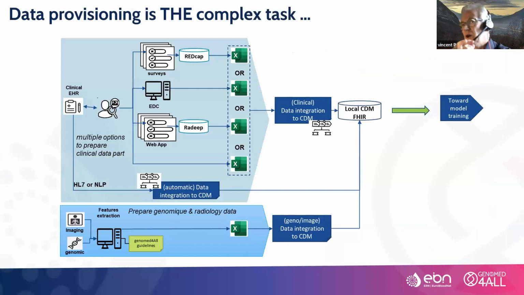Next slide, please. A last look, very quickly, at the data extraction from source of record problem that I mentioned in the previous slide. This shows roughly the different modalities of data integration that we had to take into account in order to feed our common data model in the hospitals. At the bottom, you have imaging and genomic data extracted from the PACS or the genomic data bank, going through a feature extraction data computing activity with guidelines provided by GenoMed4All, of course, in order to extract the features that we are looking for. And these features populate Excel files that are then used for feeding the local data model.